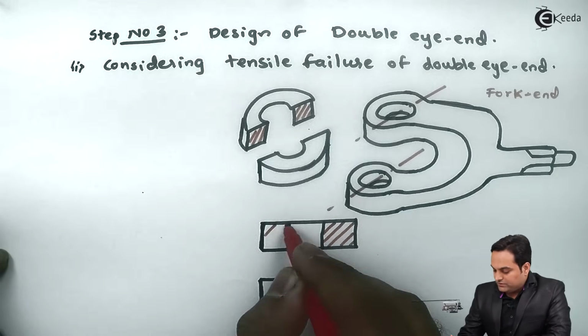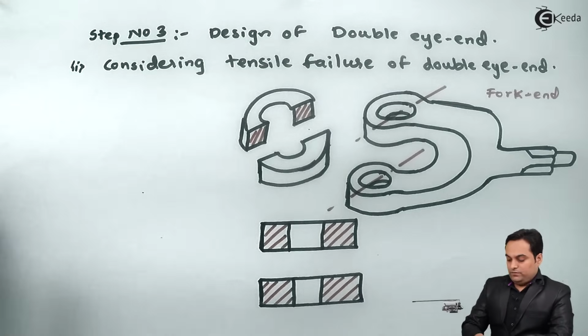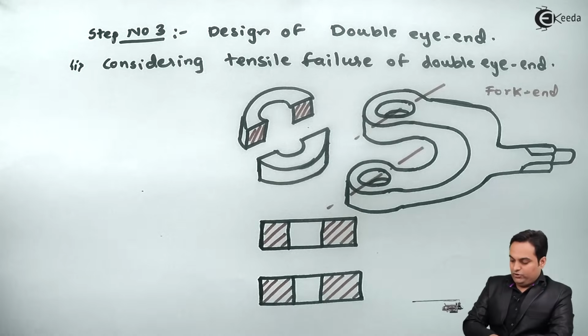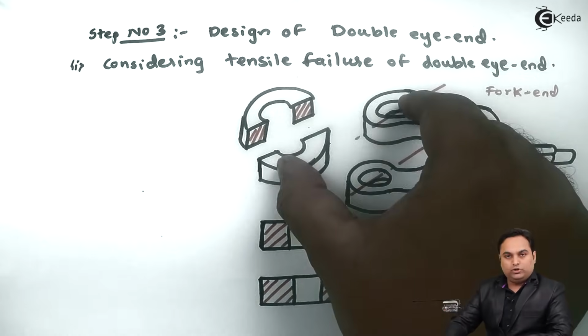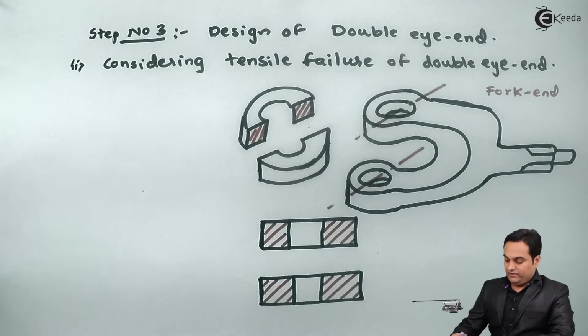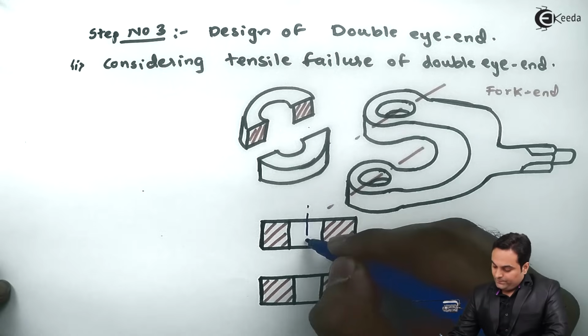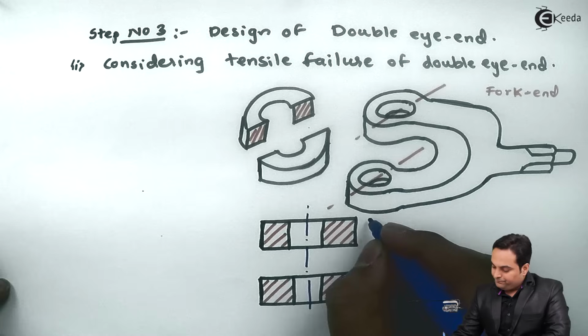It will look like this, because here I have drawn this eye end, it will break into 2 halves. This is the area at the top, similarly one area will be there at the bottom, so we are getting 2 pairs of area. This is the center of the double eye end or fork end.